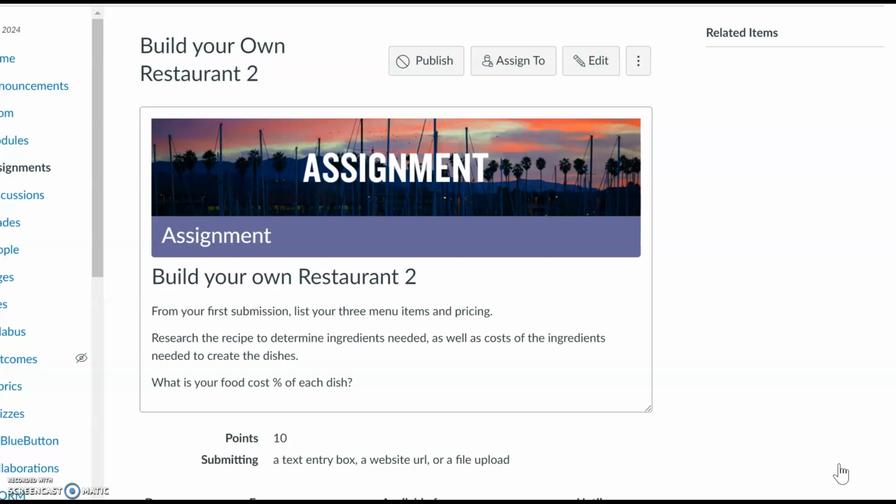And now build your own restaurant too. So this is going to be building on what we did last week. So taking those 3 items, and if you gave me more than 3 menu items, you can just pick any 3, and the cost. And then we're going to calculate the food cost for each dish. And I'm going to show you this in a couple of different formats that I've practiced with before.